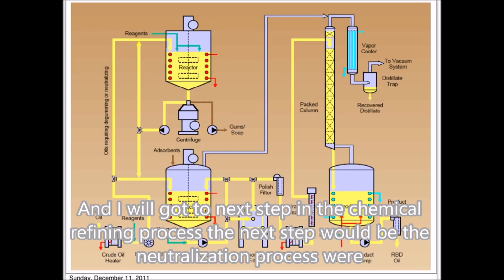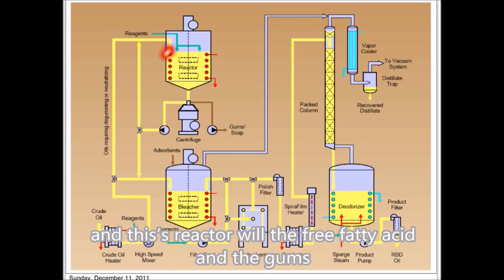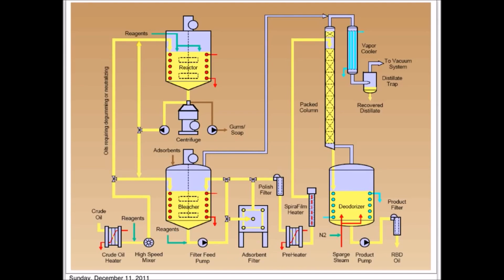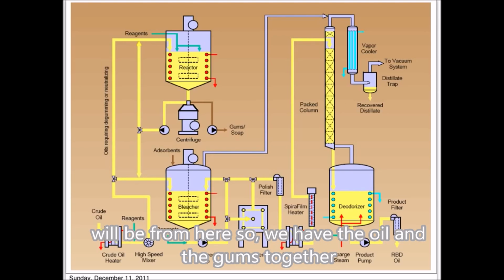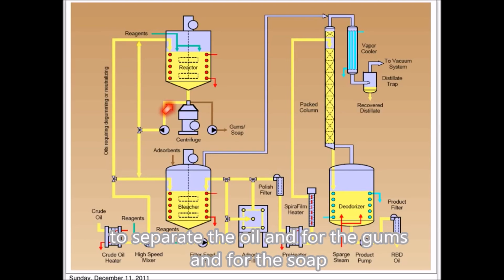In a chemical refining process, the next step would be the neutralization process, where sodium hydroxide or alkali will be added, and this will react with the free fatty acids, and the soap will be formed here. So we have the oil and the soap together formed during the neutralization process. We need the centrifuge to separate the oil from the gums or from the soap.